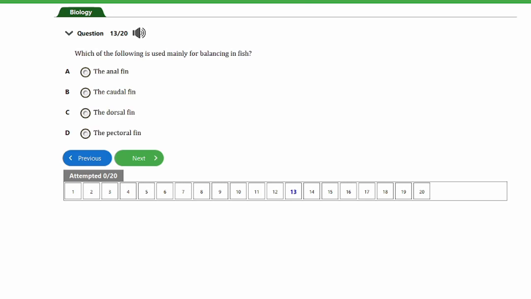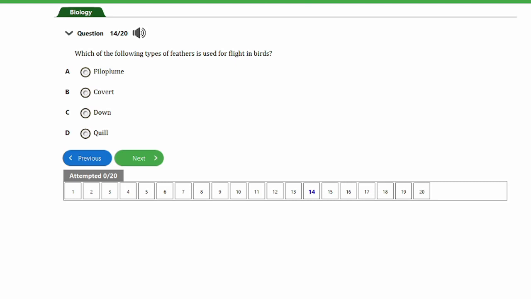Question number 13. It says, which of the following is used mainly for balancing in fish? A. The anal fin, B. The caudal fin, C. The dorsal fin, D. The pectoral fin. So guys, the answer to this question is option C, and that's the dorsal fin. The dorsal fin helps the fish to keep its balance in the water. So let's look at the next question.